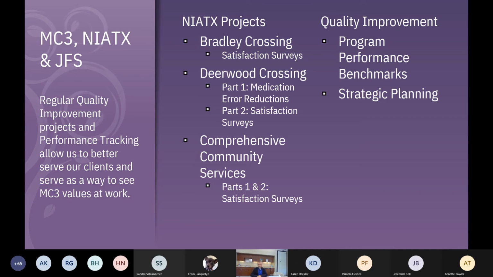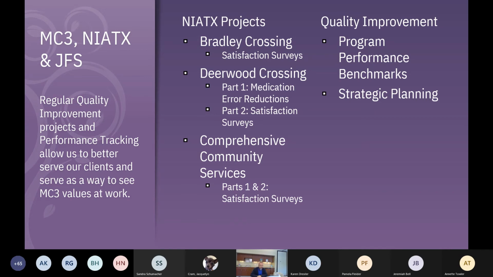We've also seen it within our comprehensive community services, where this year, this is actually the second year of our satisfaction surveys, and making changes to our paperwork, making changes to how we're connecting with our clients. And then next, not this coming storyboard, but the next one, we'll be presenting on the outcomes from the community CCS program we've been doing.